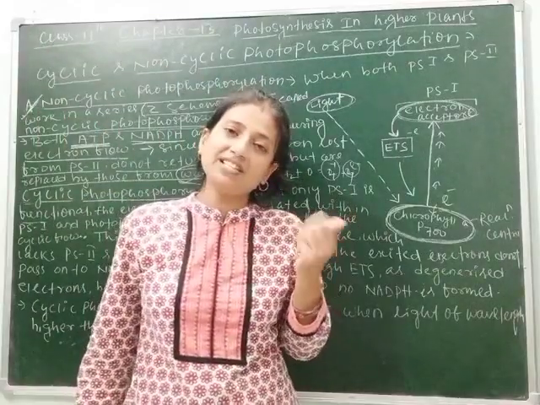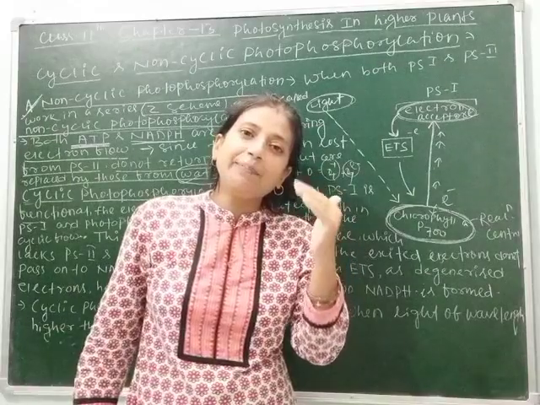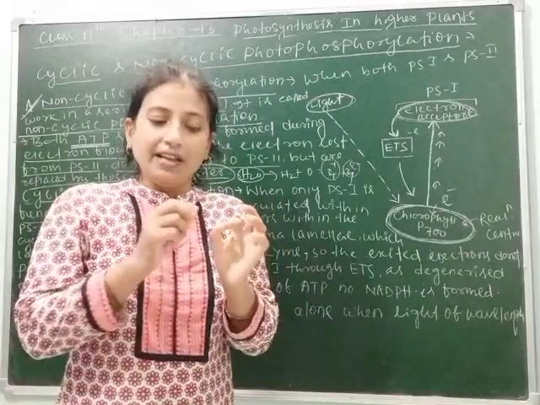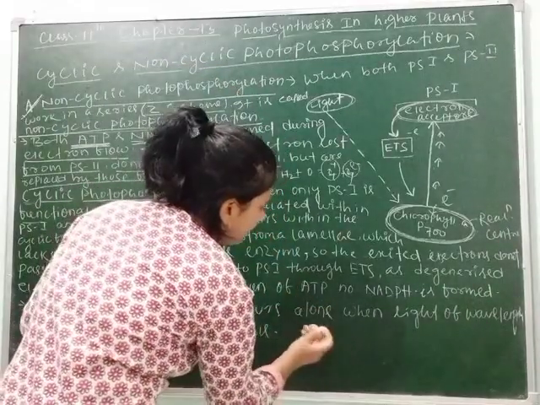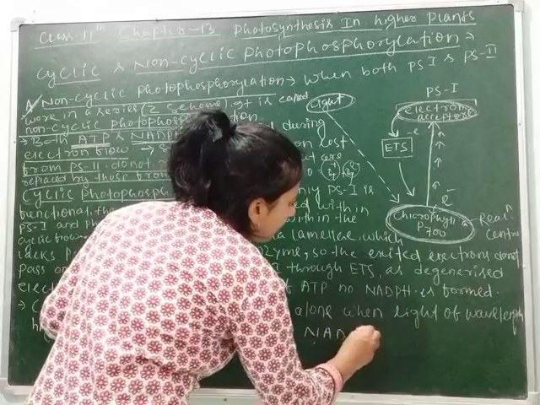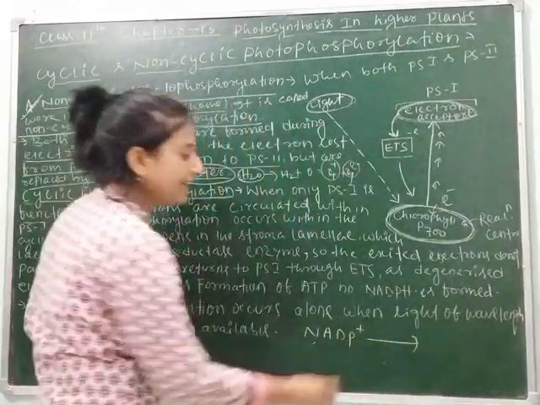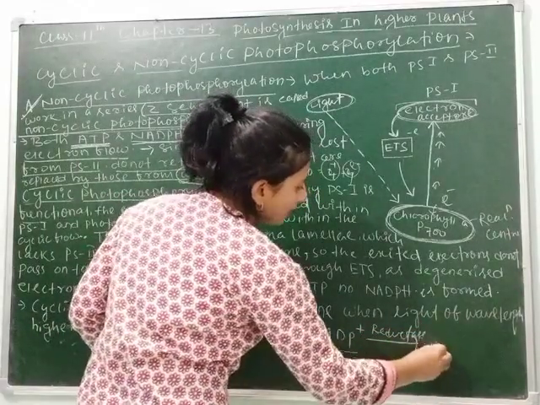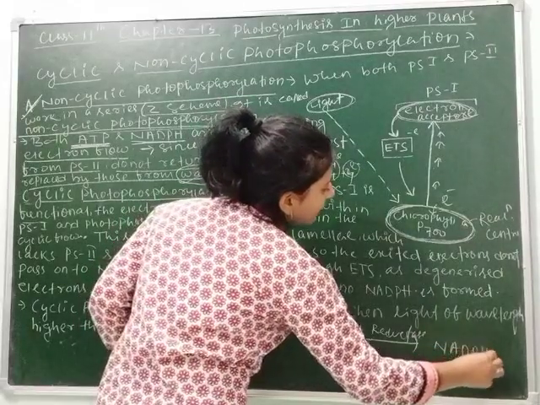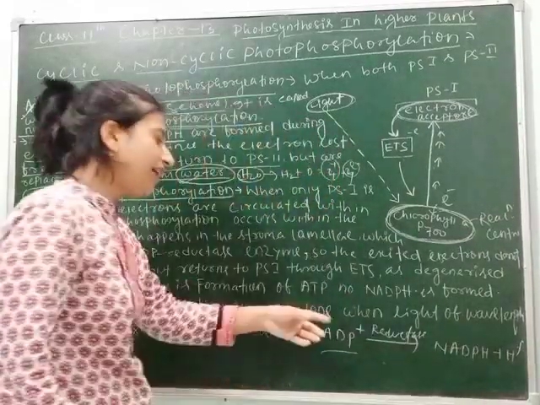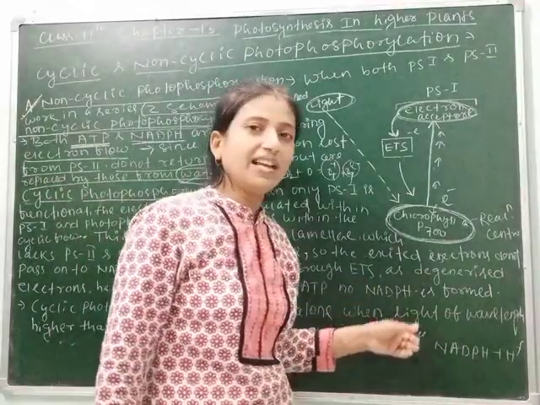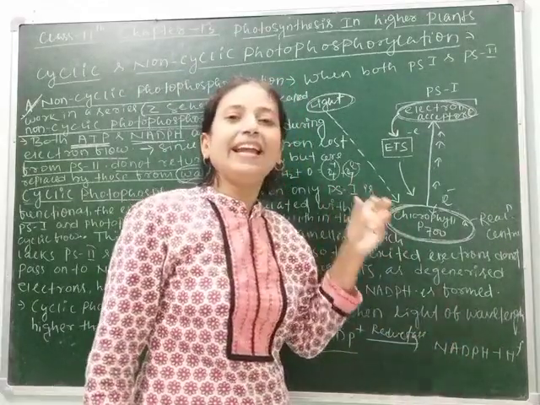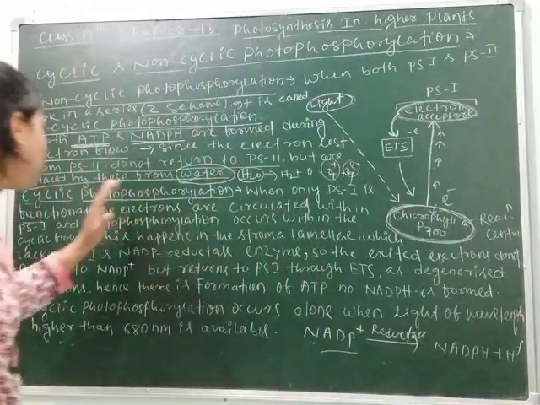Why is NADPH not formed? Because the NADP plus reductase enzyme is not present. NADP plus, by the reductase enzyme, gets converted into NADPH plus H plus. But when that NADP reductase enzyme is lacking, it can't get converted into NADPH. That's why only ATP is formed in cyclic photophosphorylation.